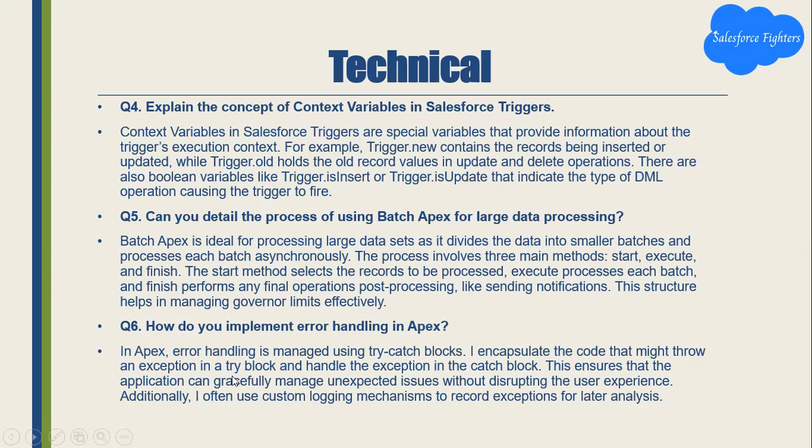Next question: how do you implement error handling in Apex? In Apex, error handling is managed using try-catch blocks. I encapsulate the code that might throw an exception in the try block and handle the exception in the catch block. This ensures that the application can gracefully manage unexpected issues without disrupting the user's experience. Additionally, I often use custom logic to record exceptions for later analysis.